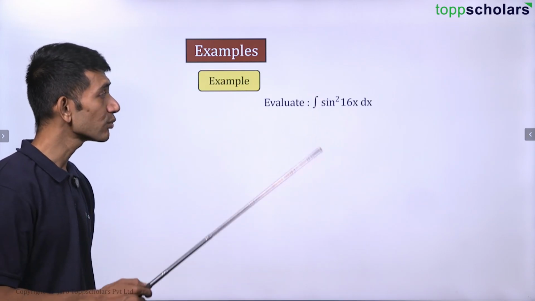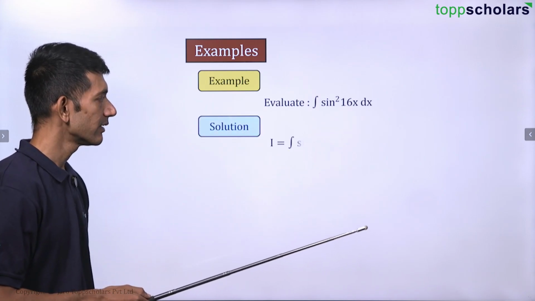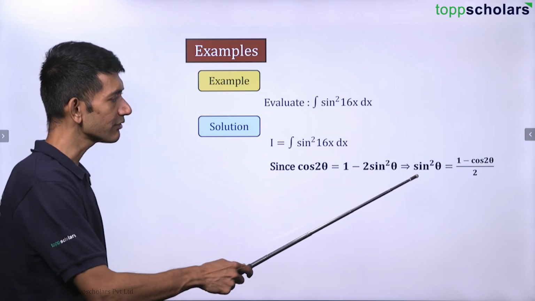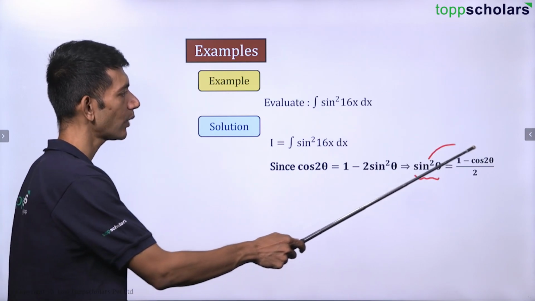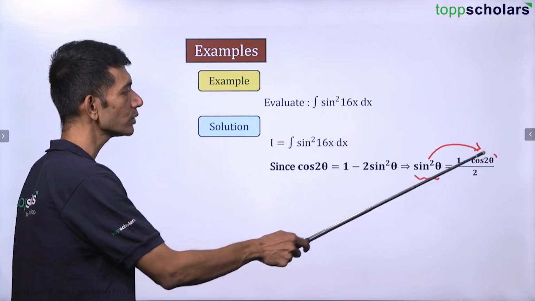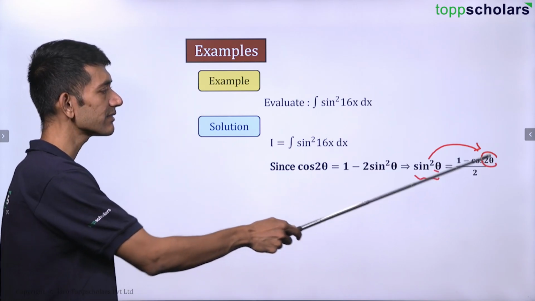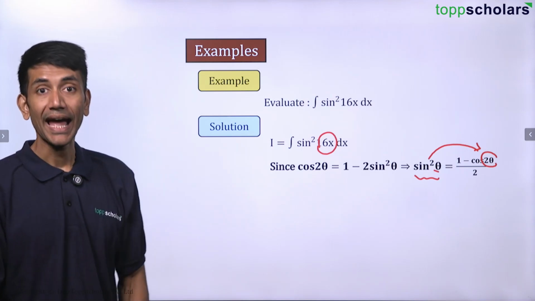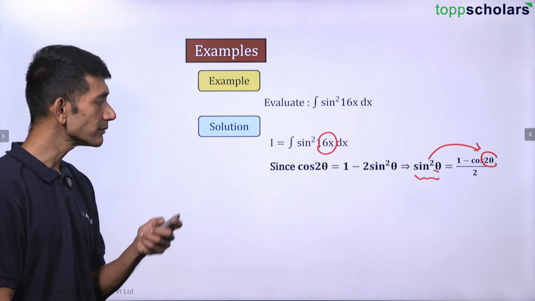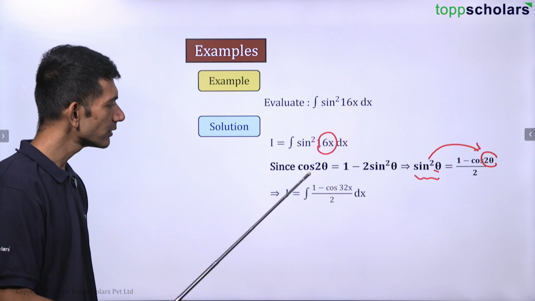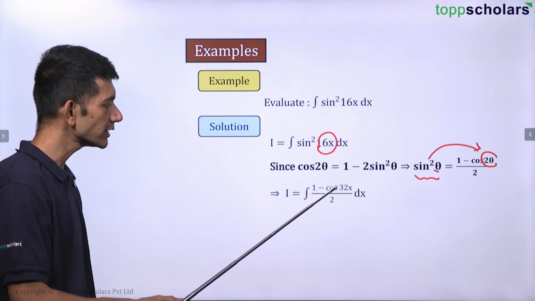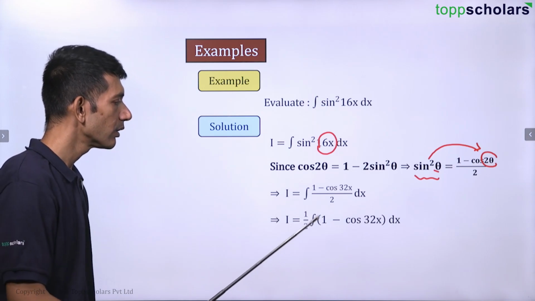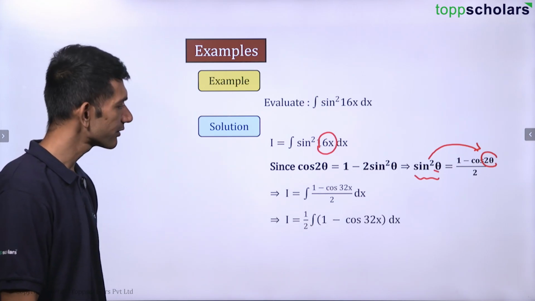Now we have sine square 16x dx. We know that sine square theta is 1 minus cos 2 theta by 2. So the angle is doubled here, theta becomes 2 theta. So this becomes 1 minus cos 32x by 2 dx. Now 1 by 2 common, 1 minus cos 32x dx.